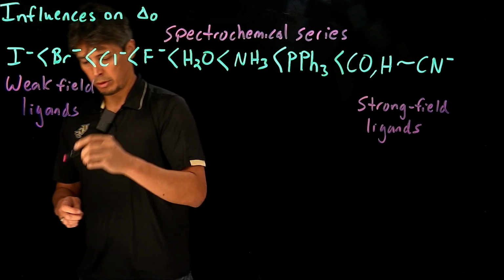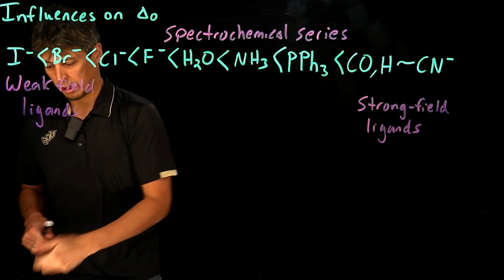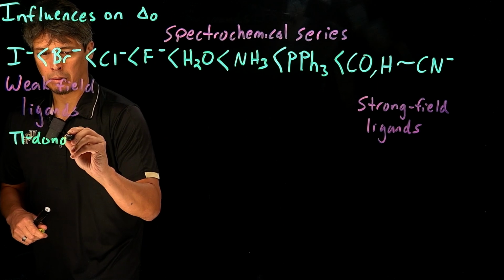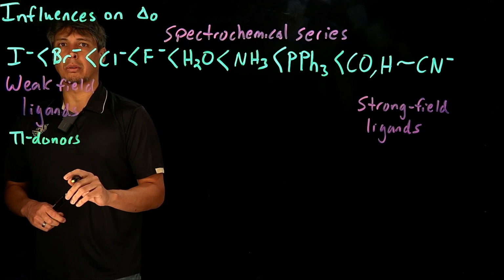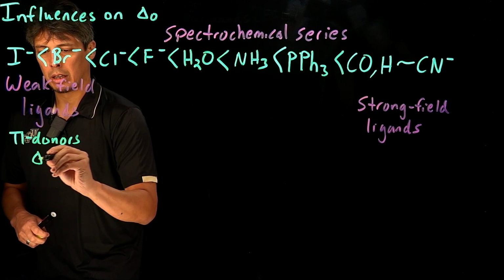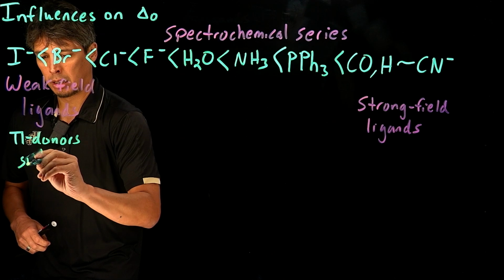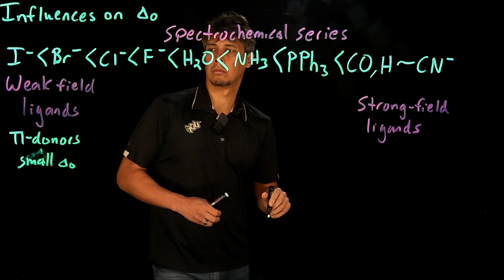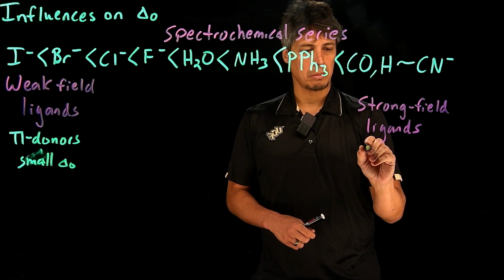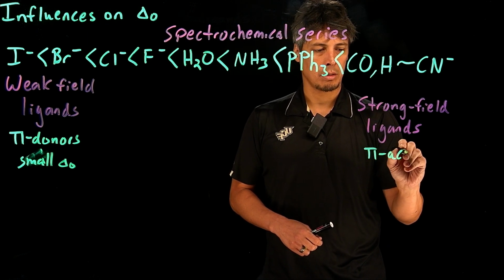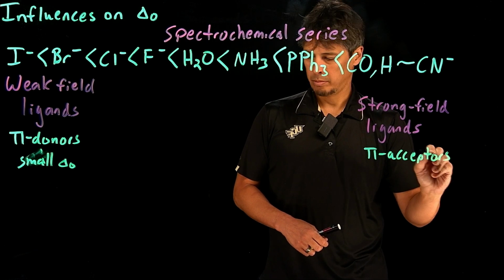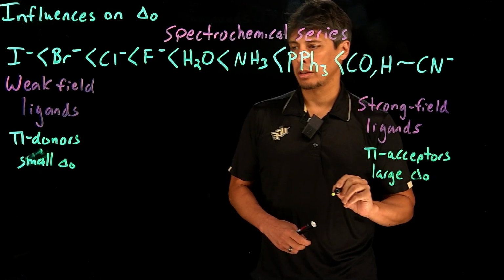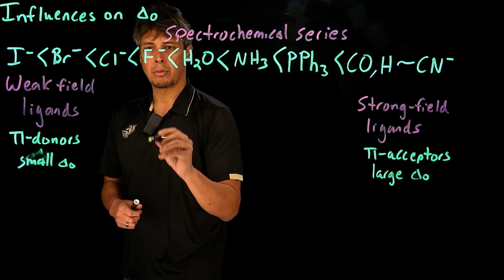Okay? And one of the general properties that we see for weak field ligands is that they tend to be pi donors. And weak field ligands, importantly, are going to result in a small delta O, okay? Versus over here, these tend to be pi acceptors, and they will yield large delta O.